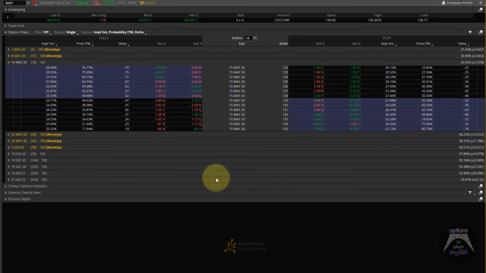So now we're on the trading platform, and we're going to take a look at Walmart. WMT is the ticker symbol. I've already opened up the May 2020 expiration, and you can take a look at all the options here. It's trading at $128.30, so this is roughly at the money, 128. You can take a look at the puts and the calls.